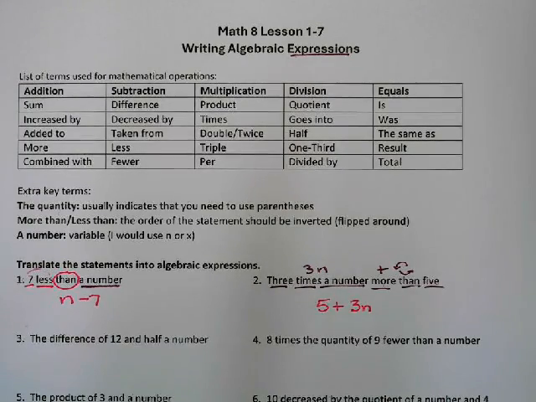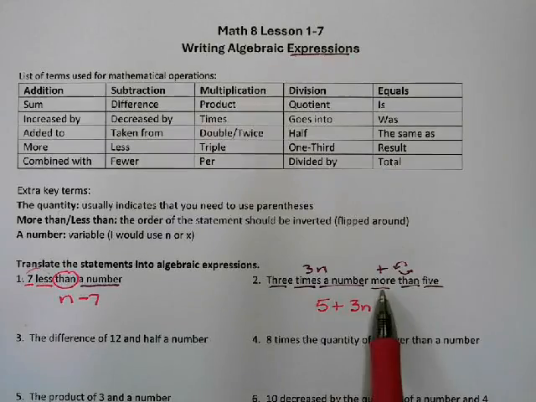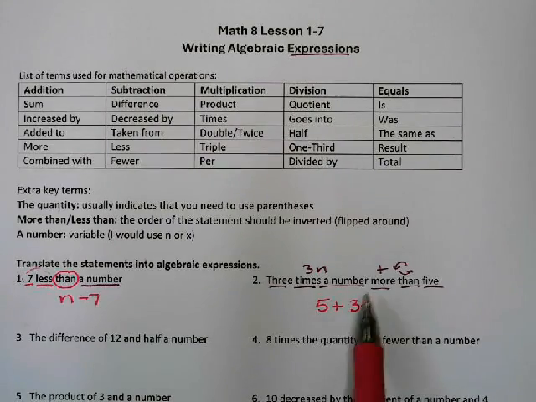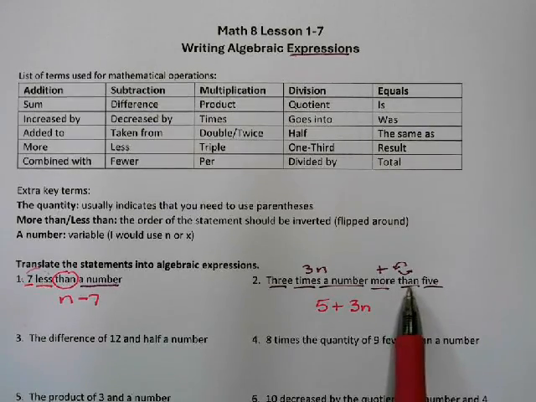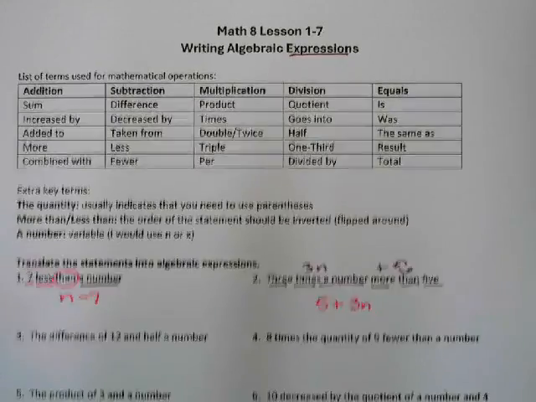Now, technically, you could write 3n plus 5, but when we see than, we're going to get in the habit of switching them because sure, in addition, it doesn't matter, but in subtraction, it definitely does matter. So we're just going to get in the habit of switching it every single time when we see than, just so we don't get out of the habit and mess up our subtraction problems.